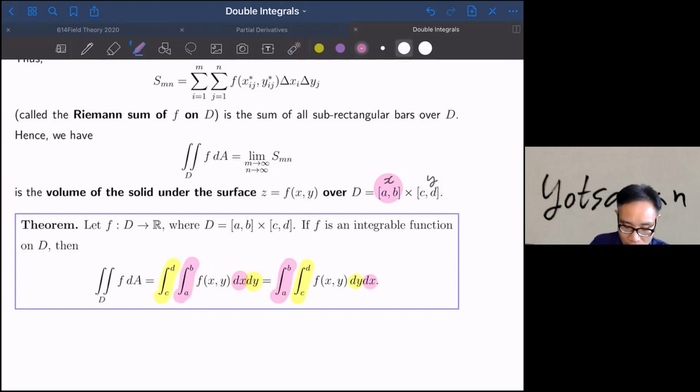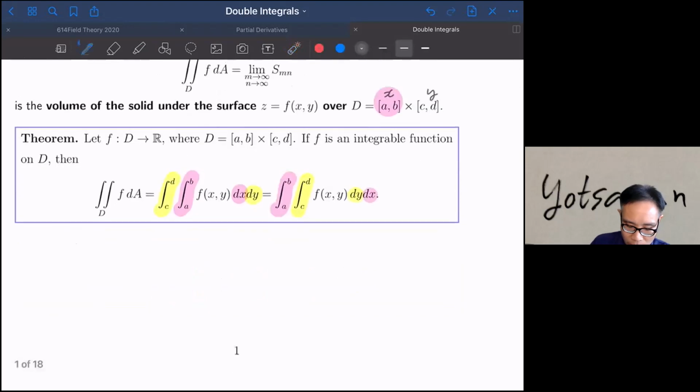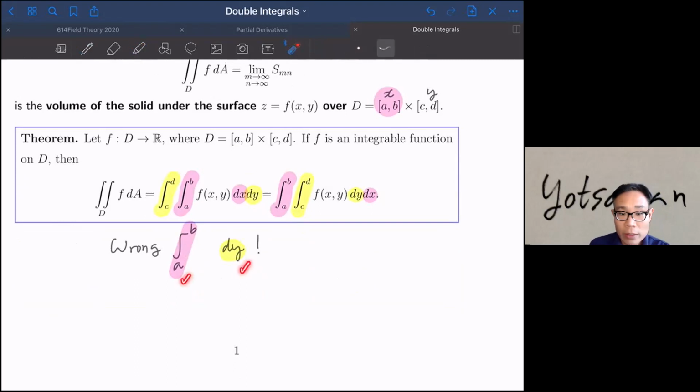Okay, so you see that the colors must be matched. The pink will be with the pink and the yellow will be with the yellow, like parentheses. You cannot have integral from a to b dy. So if you see something like this, it must be wrong. If the colors do not match, like this one where the yellow corresponds with the pink one, it turns out to be wrong. The pink one corresponds with the pink one, the yellow one with the yellow one.